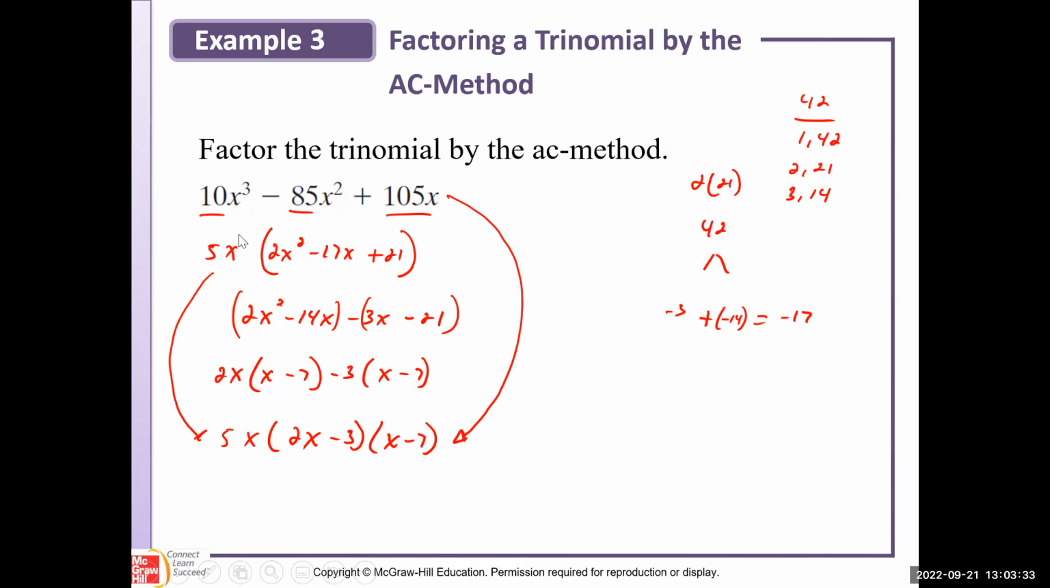So I factored out a GCF, which happens to be 5x, and then I multiplied the a times the c, which gave me 42. I found factors of 42 that add up to negative 17, which is negative 3 and negative 14. Negative 3 times negative 14 is a positive 42. Negative 3 plus negative 14 is negative 17. Wrote them out with 4 terms. Put my parentheses. Make sure you change the sign, so the 21 becomes a negative 21. And then obviously I ended up with x minus 7 in the parentheses and then the 2x minus 3 in the second set of parentheses. Questions on that one?